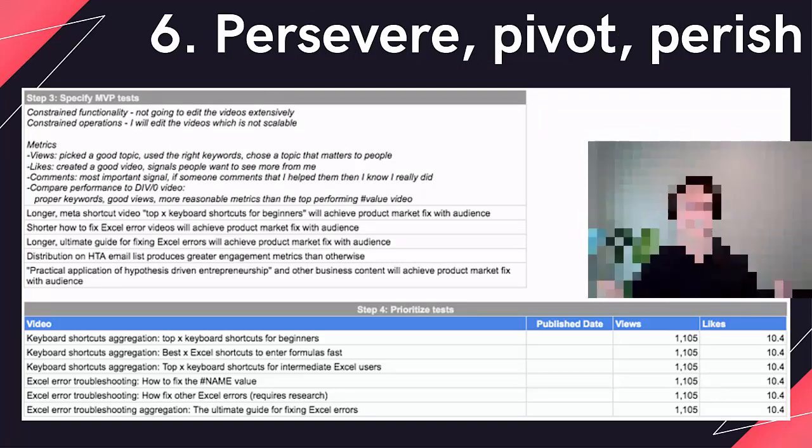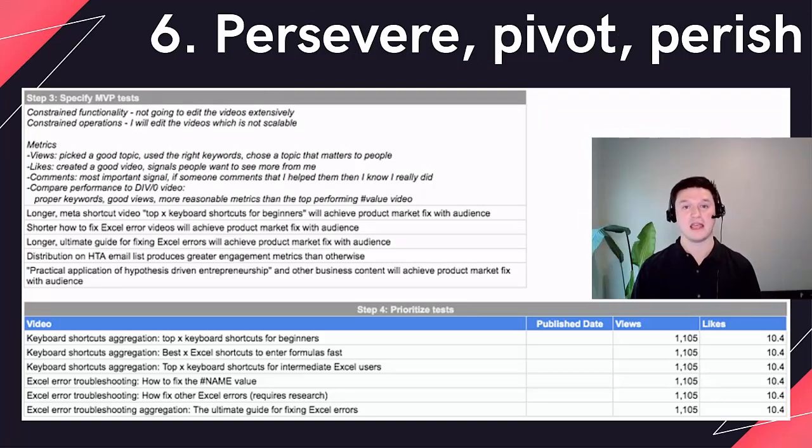So the sixth step in the process is, hey, are you going to persevere? Are you going to pivot? Or are you going to perish with your ideas? And so in this instance, I'm going to pivot. I think I've got another quarter of build, measure, learn cycles.